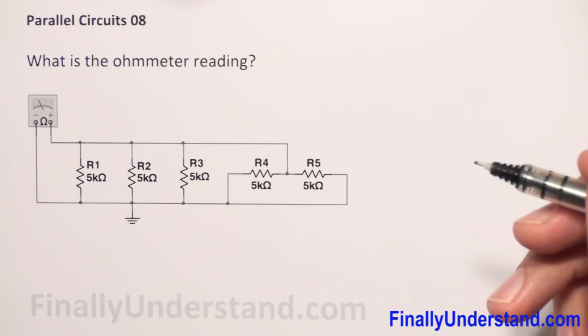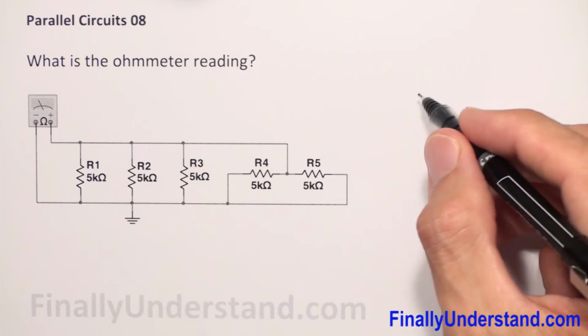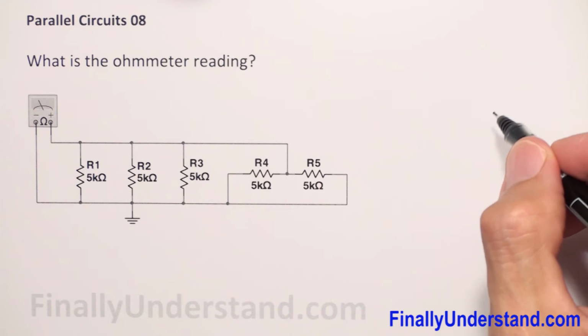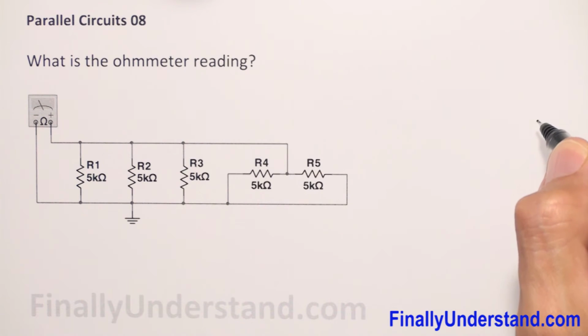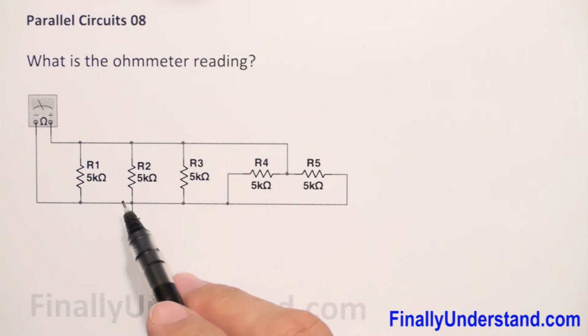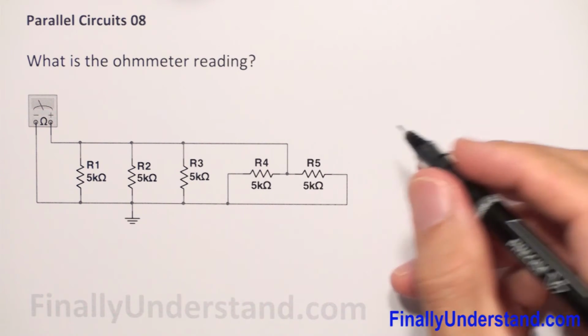Of course we can use the formula which we used before. R total is equal to 1 over, open parenthesis, 1 over R1 plus 1 over R2 plus 1 over R3 plus 1 over R4 and 1 over R5, close parenthesis, and so on. But when we have all values of the resistors the same, we can use the shortcut.